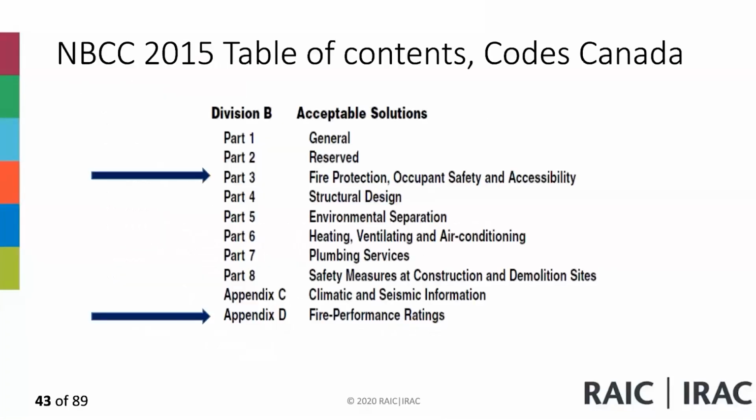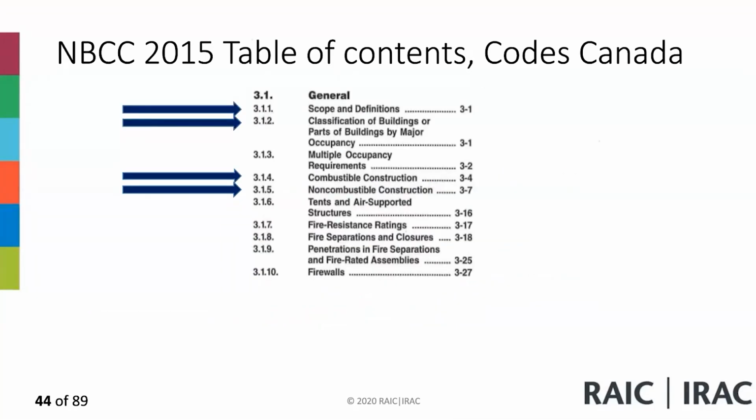Okay. So we go to part 3. We say we're going to take a look at part 3 and Appendix D, fire performance ratings. In Appendix D, now we know where that comes from. It's from the definition. It allows to determine fire resistance rating from either the code, from testing, or by code. So part 3, take a look at part 3, the table of contents. 3.1, general. I've got a scope and definitions. You see here, there's certain definitions under this. And we're going to take a look at it.